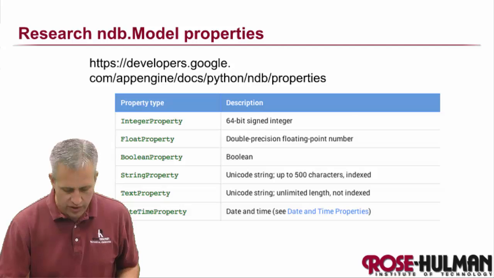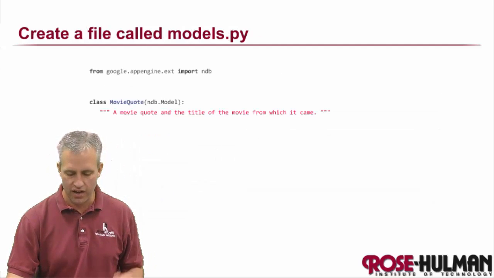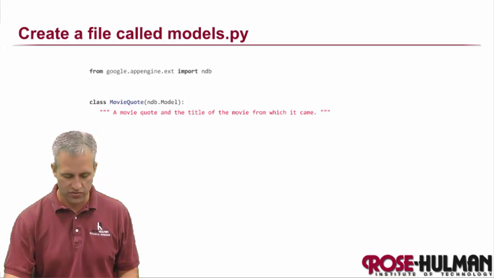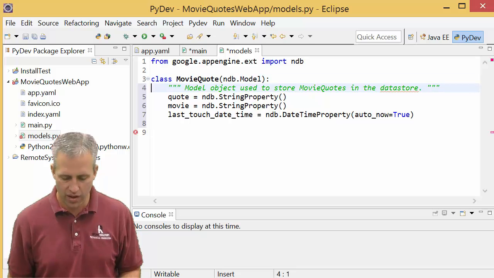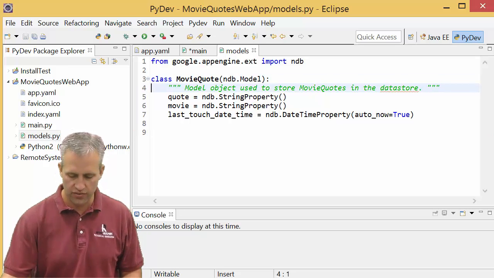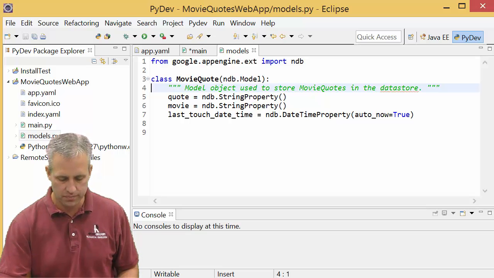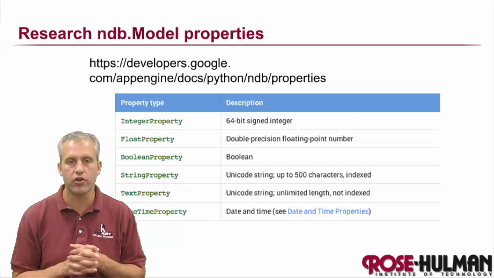So we've created this MovieQuote. It looks like in the slides I did a better job of adding a doc string which says what this class is for. What the heck, you can do that. So I chose to say model object used to store movie quotes in the data store. I'm sure I said something slightly different in the slides, but that's all right. And that's just a good reference for if other people come looking at your code.